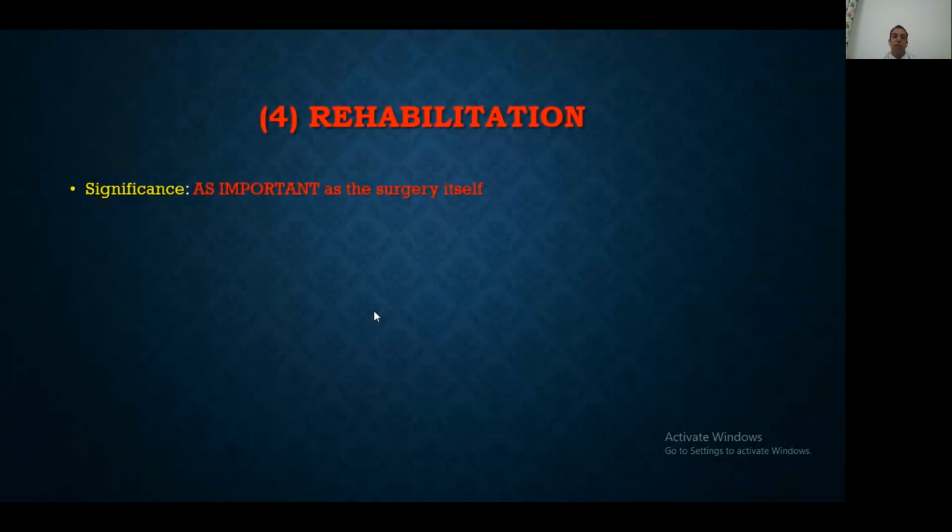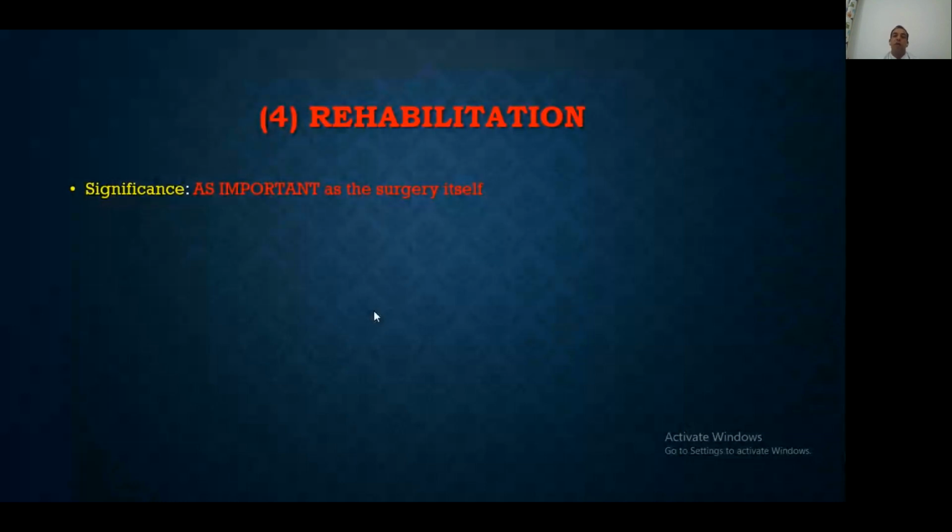We have two items to speak about in rehabilitation. What about the significance of rehabilitation? Unfortunately, all over the world, many people are focusing only on the operation itself, the surgeon, the hospital, the company, and all of that. But it is very, very important to focus on rehabilitation.